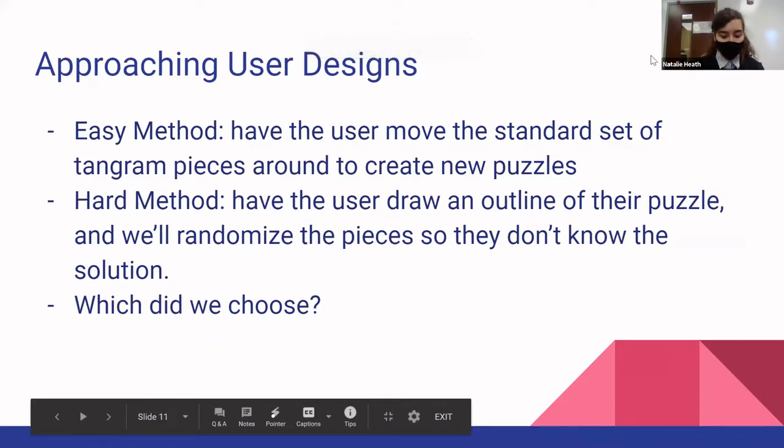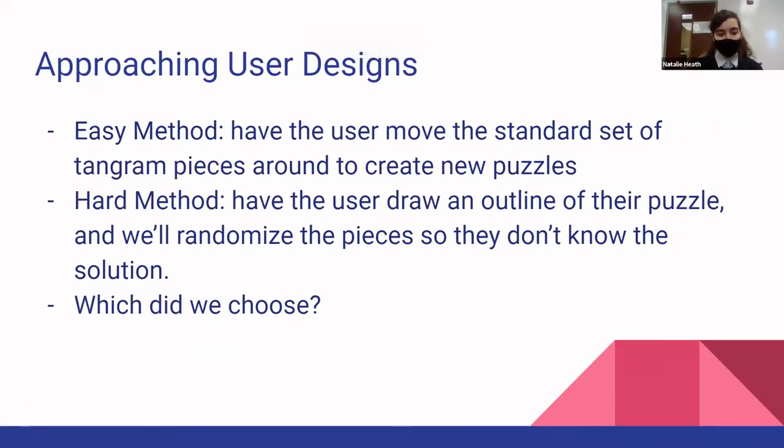So there were two main suggestions kind of thrown around in the beginning when we were trying to tackle the problem of making your own tangrams. The easier method would be to have the user take the standard set of 7 tangram pieces and move them around the screen to create new puzzles. But the problem with that was that the user would know their solution. And so a harder method was to have the user draw an outline of their puzzle and have our program randomize the pieces. Which one did we choose?